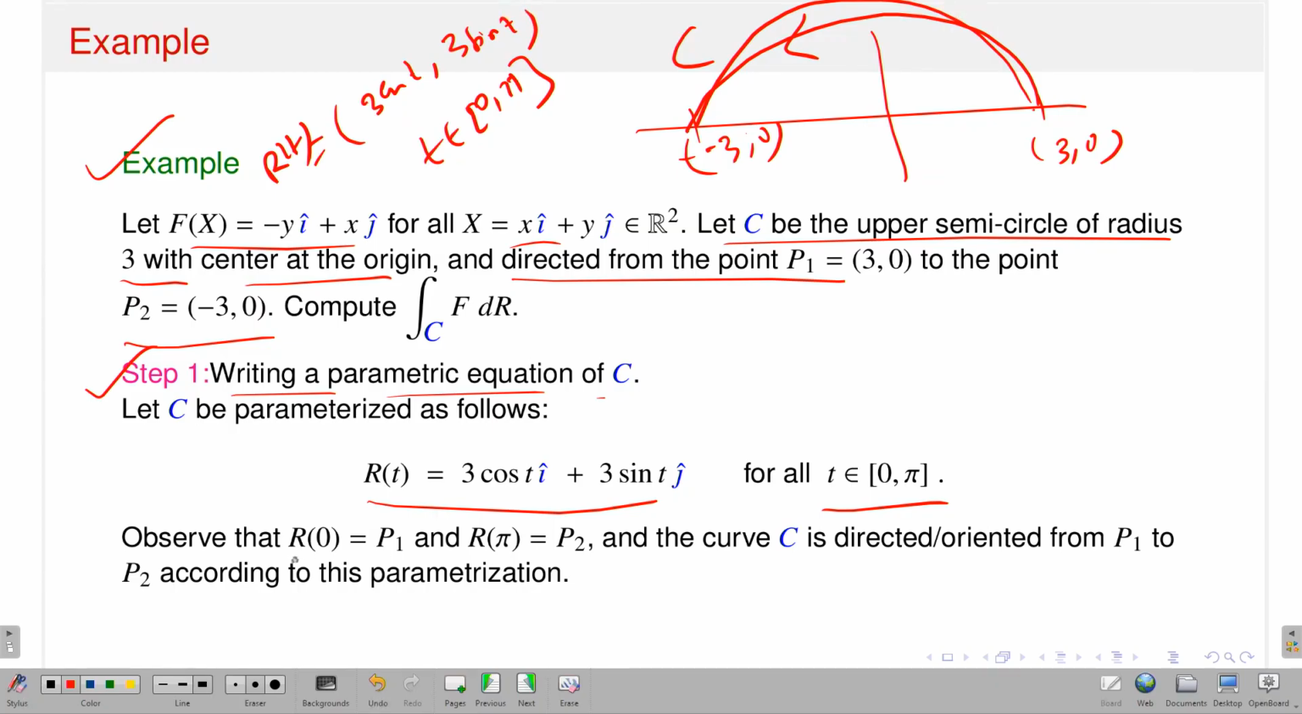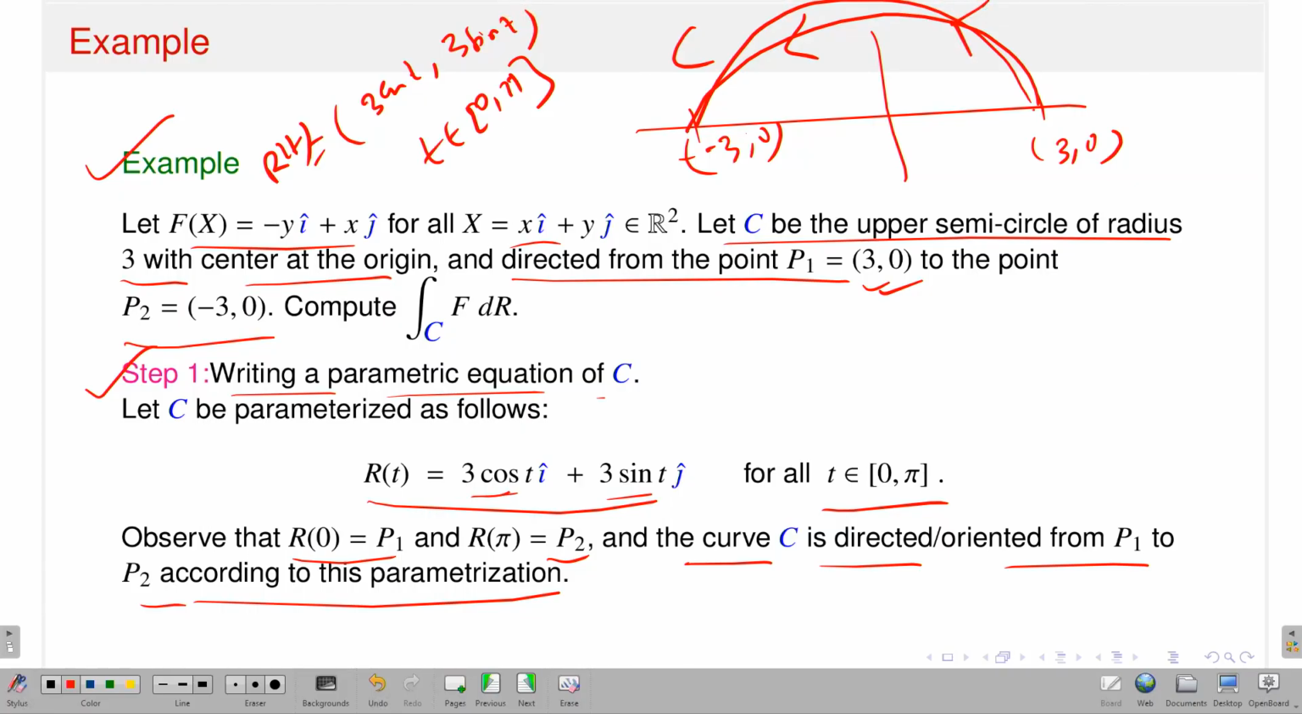Now, if t is equal to 0, r of 0 is P1. If I put t equal to 0, the sine component will vanish, so only 3 will be there, that means 3 comma 0, your starting point. If I put t equal to pi, then 3 cos pi is minus 3 and sin pi is 0, so this is minus 3 comma 0, that is P2. Therefore, this is the corresponding parametric form of my curve, and the curve C is oriented from P1 to P2. The natural orientation is anti-clockwise. So, according to this parameterization, I have the natural orientation. Okay. So, step 1 is done.